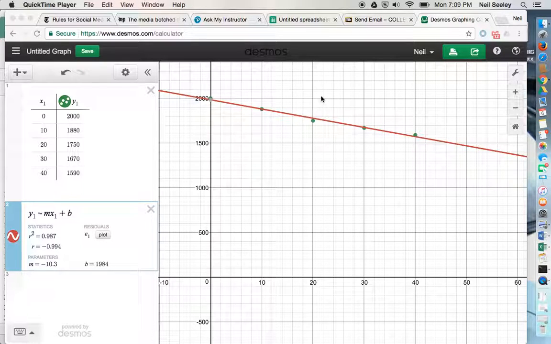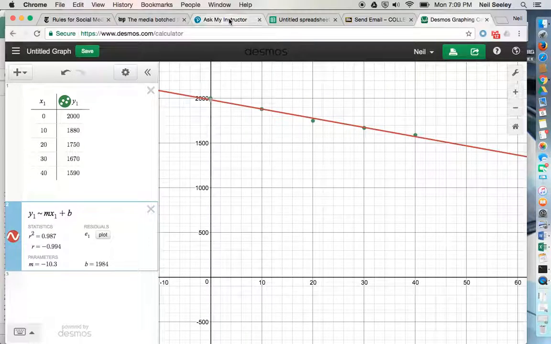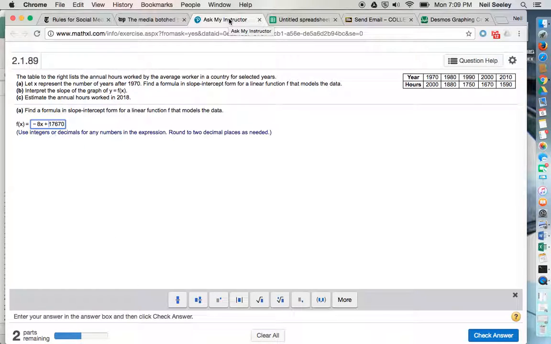Guys, here's a quick look at problem number 8 from the 2.1 homework. I didn't get to a detail in class today. Here's an example. So this is one that a student had. Yours might be similar in data, but it said to find the equation or the slope-intercept form of the linear function. So you're going to model it.